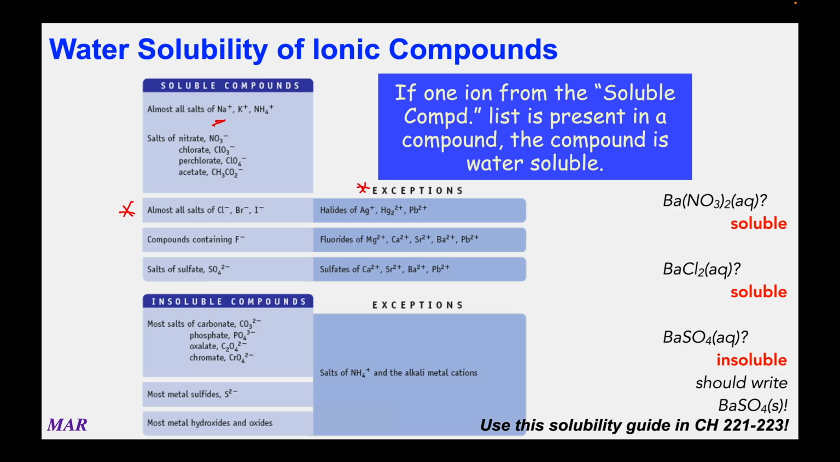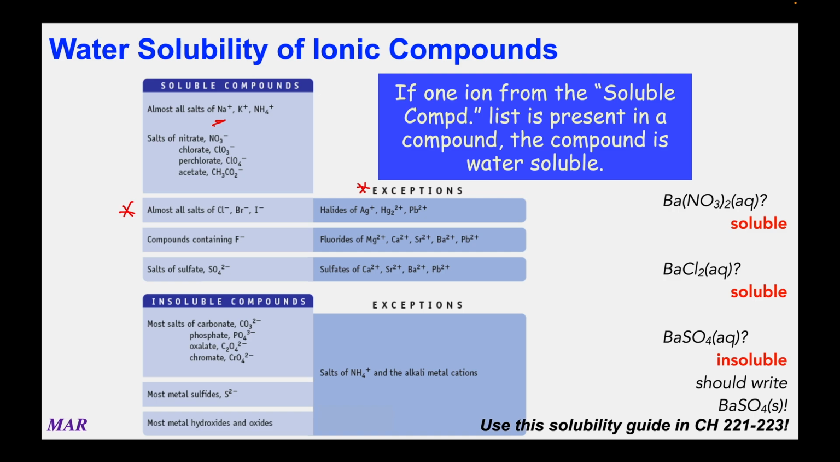The silver plus, mercury 2 2 plus, and lead 2 plus ions. Those three ions are called the group 1A cations, and we'll do a lab about this in Chem 223. When those three are with chloride, bromide, and iodide, they will make an insoluble compound. But again, most of the time, chloride, bromide, and iodide salts are soluble.